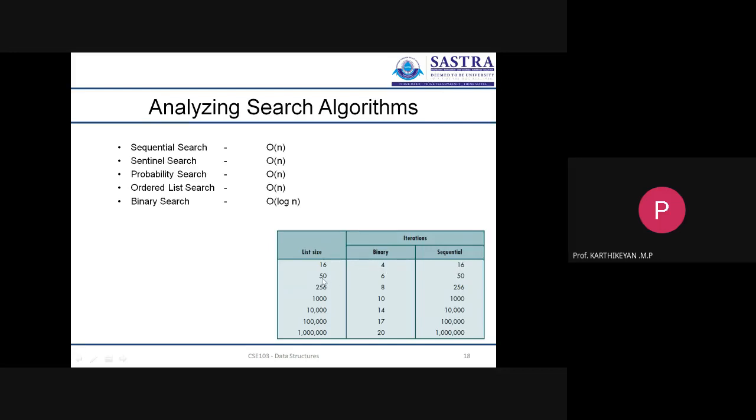The list size and the sequential search iterations are both equal, O of n. But binary search takes very much less than the list size. It is a logarithmic process. So binary search is more efficient than sequential search. So this is the binary search and sequential search concept.